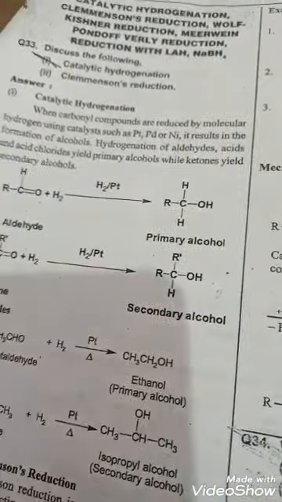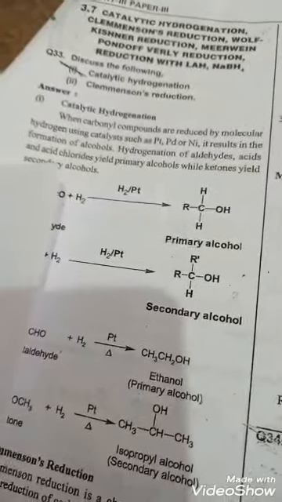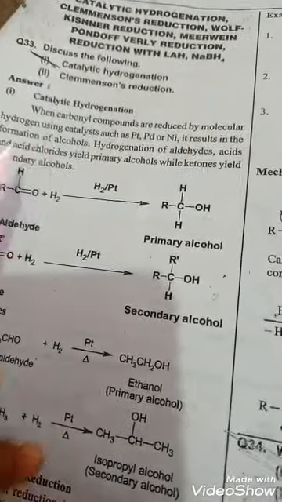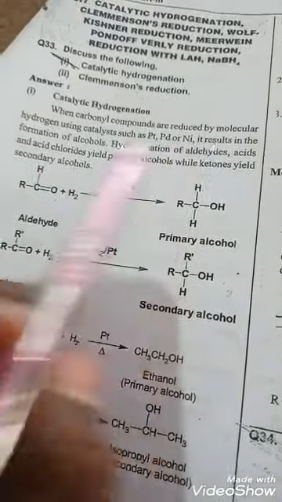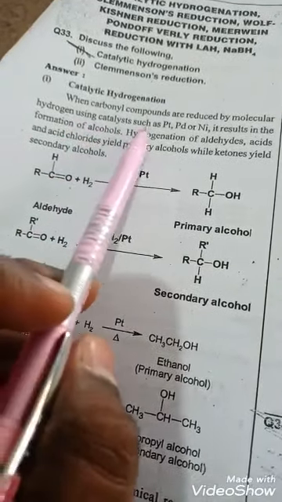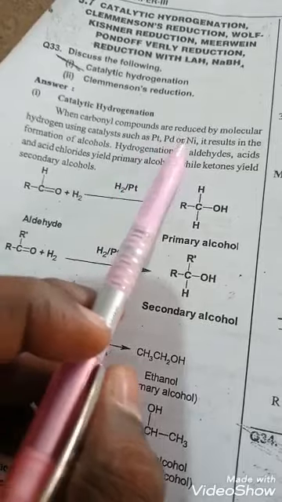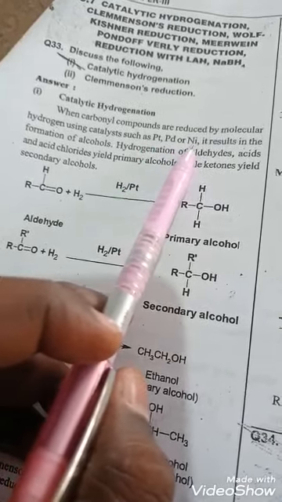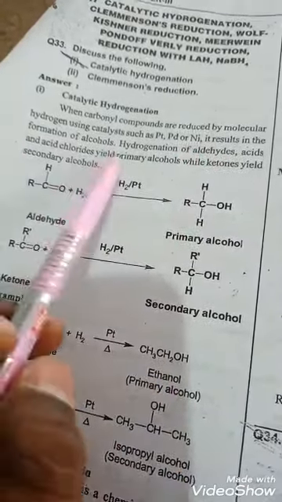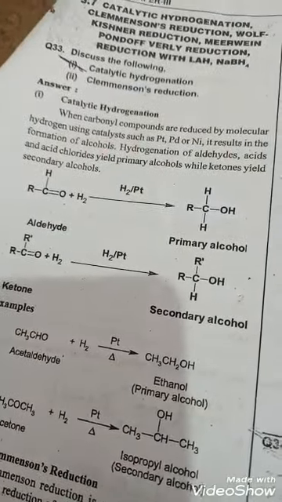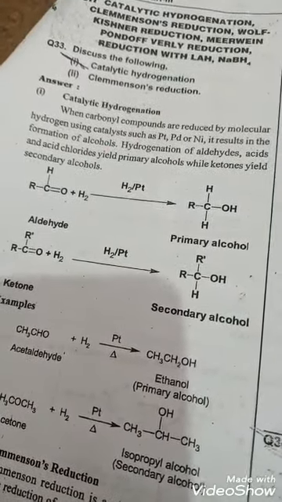What is catalytic hydrogenation and how is it used? When carbonyl compounds are reduced by molecular hydrogen using catalysts such as Pt, Pd, and nickel, it results in the formation of alcohols. What happens when carbonyl compounds are reduced by molecular hydrogen?